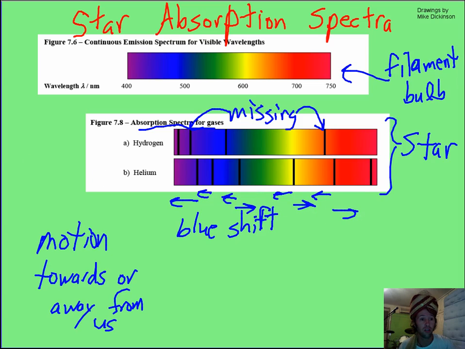And this, I'll even change the color for you. How about that? Would be a red shift. And if it's red shifted, that means it's moving away from us.